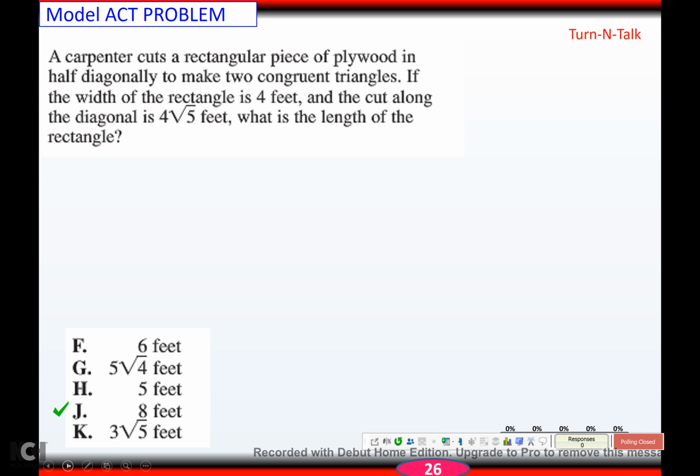And hope we got 8 feet. A carpenter cuts a rectangular piece of cardboard or plywood in half diagonally to make 2 congruent triangles. If the width of the rectangle is 4 and the cut along the diagonal is 4 square roots of 5, what is the length of the rectangle? So they're looking for that L.